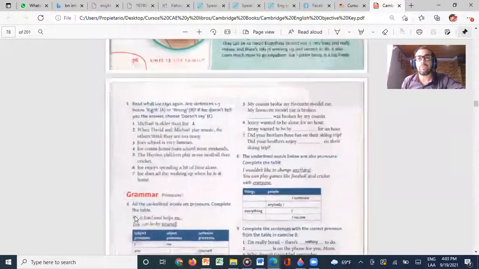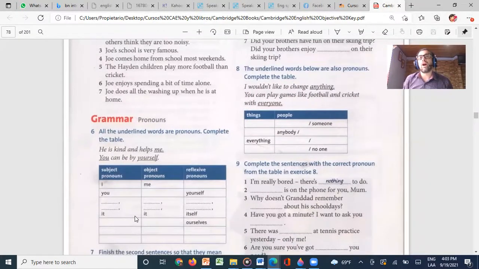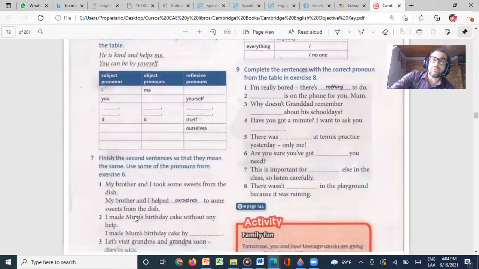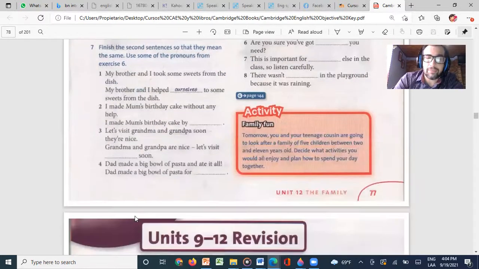Okay. Now, for part A, it says the underlined words below are also pronouns. Complete the table. So in this one, we're going to complete it using everything or anybody or someone or no one, and we can complete that. And then we're going to complete again to practice. If you want, you can do this number 9 for homework. So you can do it maybe tomorrow or during the week, because you don't have to do it right now, but it's good for you to practice this information during the week.